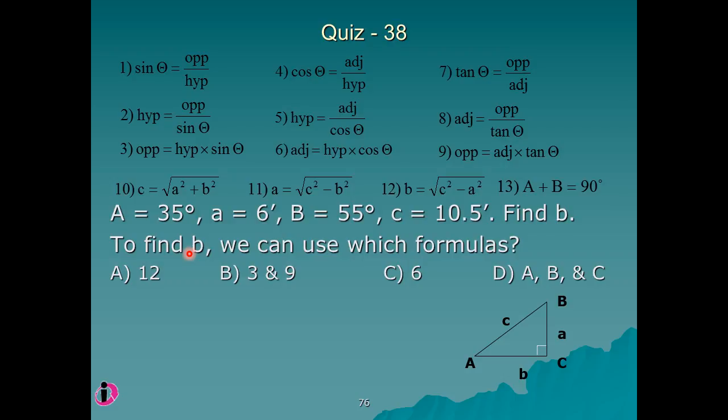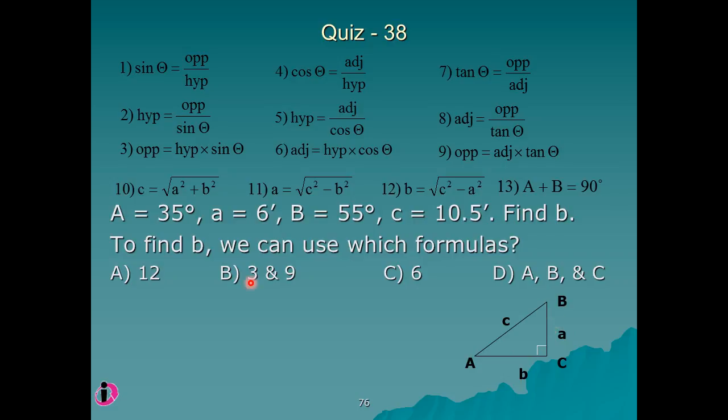Number 12, what is number 12? If you know C and A, you should be able to find B, right? You right now know A and C both. So number 12 works, right? Number 3, let's see number 3 here. Number 3, you are finding the opposite side equals to hypotenuse times sine theta. Now the hypotenuse is C, you know that. Now opposite means B, right? If B is your opposite, then the angle should be capital B, right? You know capital B as well. So you can use that.